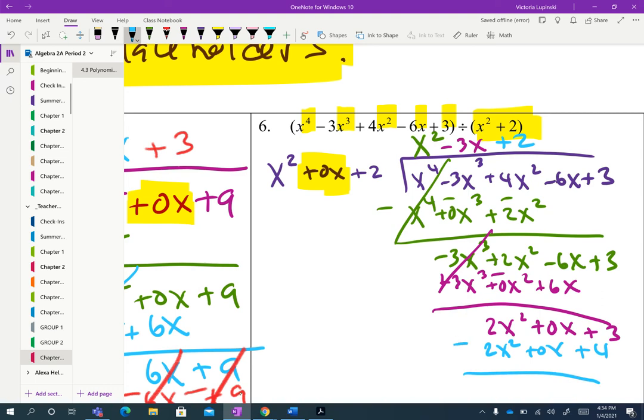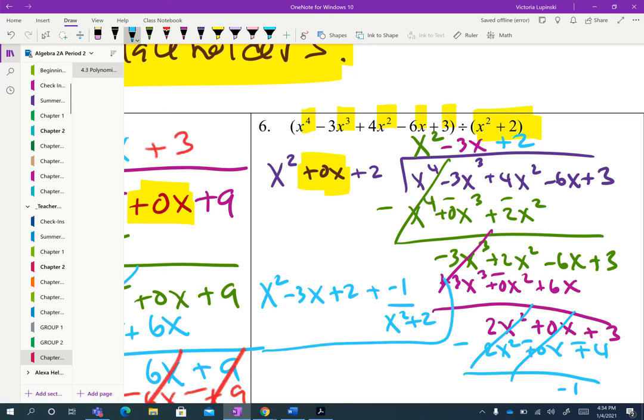Draw the line, change the signs. The squareds are out, the linears are out, and then 3 minus 4 is a negative 1. So your answer to this division is x squared minus 3x plus 2 plus negative 1 over x squared plus 2. And just so you're aware, if your remainder turns out to be negative, you can say plus a negative, or you can just say minus.